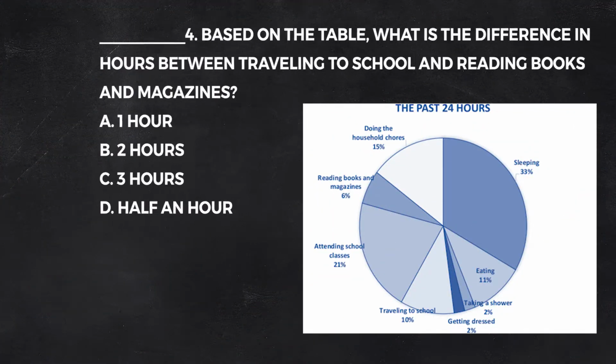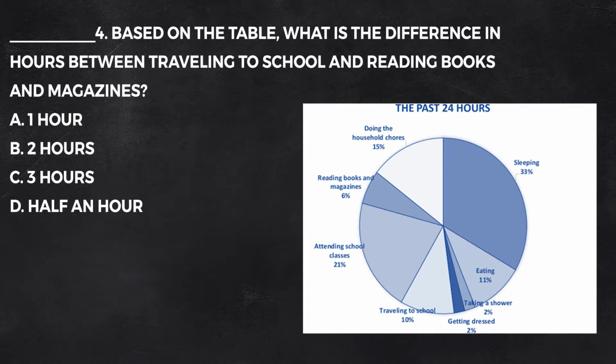For question number 4, based on the table, what is the difference in hours between traveling to school and reading books and magazines? Letter A, 1 hour. Letter B, 2 hours. Letter C, 3 hours. Or letter D, half an hour. The correct answer is letter A, 1 hour.